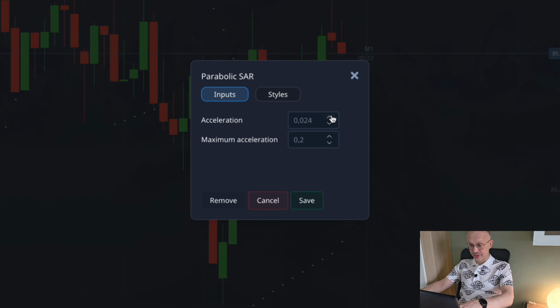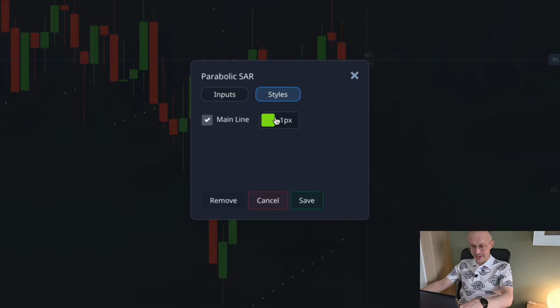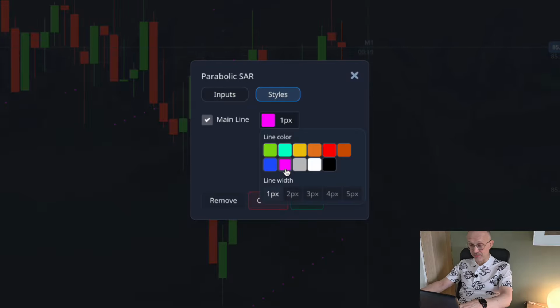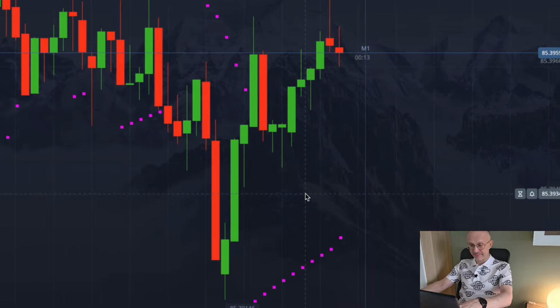Let's set the acceleration to 0.025. Set maximum acceleration to 0.25, and in style, let's change the color to pink and the width to 2, and save.